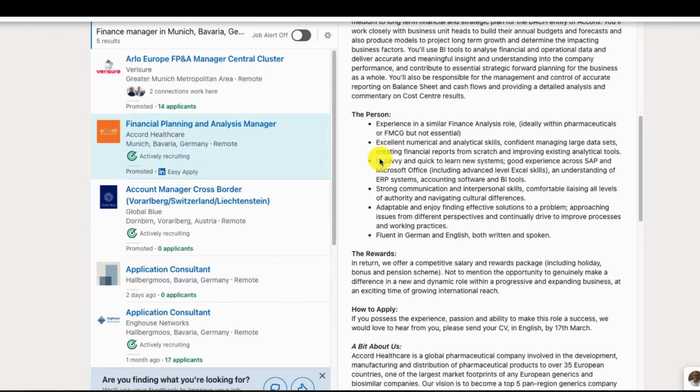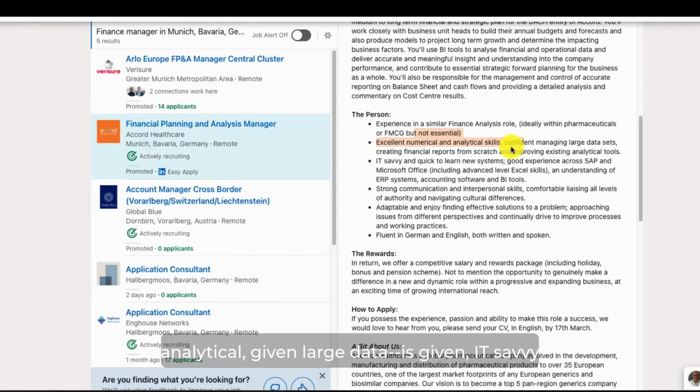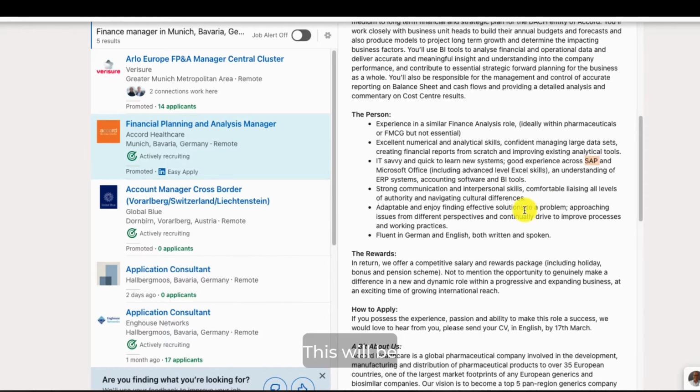So don't get stuck on that. Excellent numerical analytical, given. Large data sets, given. IT savvy, given. SAP. If you have SAP experience, highlight that, because there's other systems as well. This will be a bonus for you.